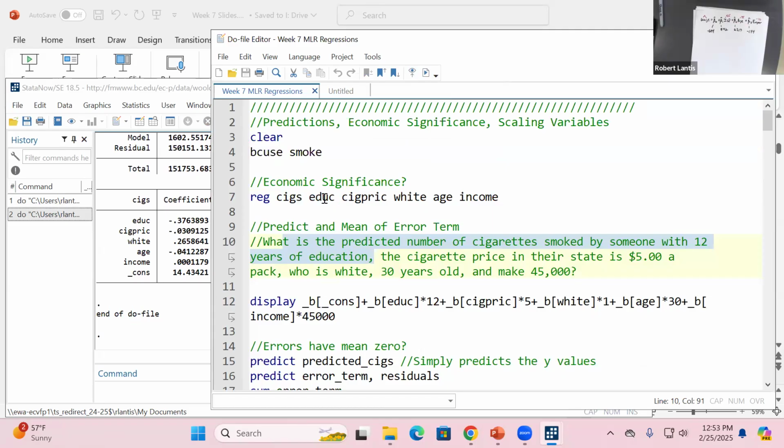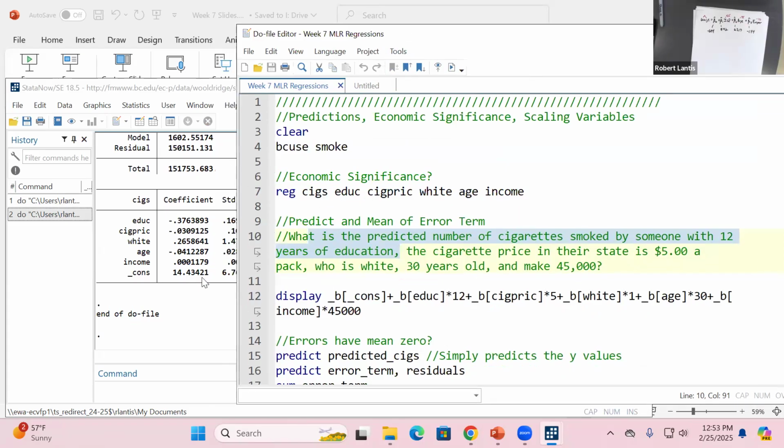So if I'm looking at this regression, I've got my different coefficients. All I really want to do is take the intercept, add to that the coefficient on education times the person's education, which was 12 years. Then add to that the coefficient on cigarette price times the cigarette price, which was $5.